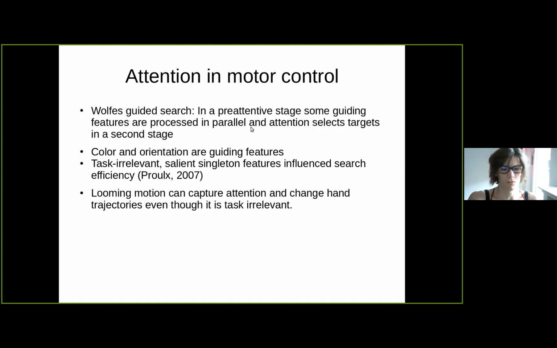You remember, hopefully from yesterday's talk, that there are many different theories about motor control and about attention. But we know from Wolfe, for example, that there is a guided search theory that's very dominant, in which we assume there is a pre-attentive stage where some guiding features are processed first in parallel, and then attention will select the targets in the second stage. Color and orientation are supposed to be guiding features here.